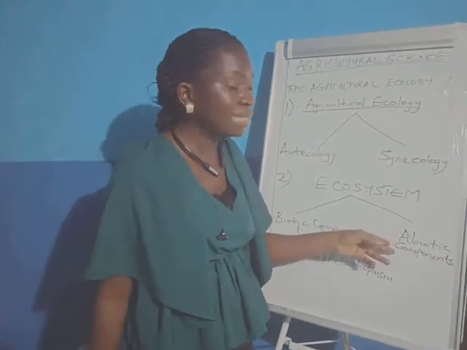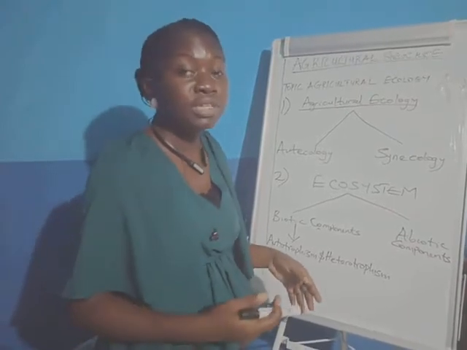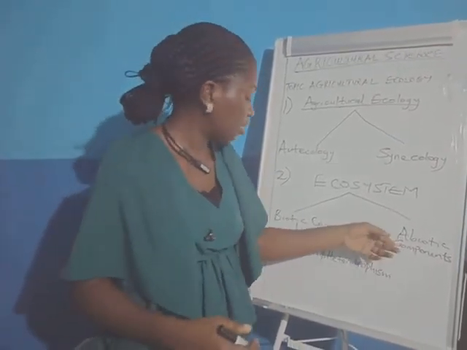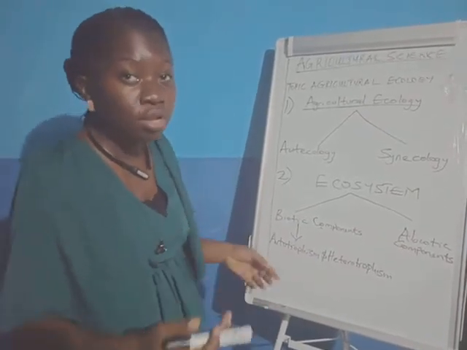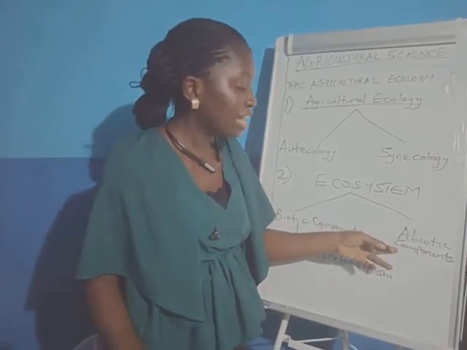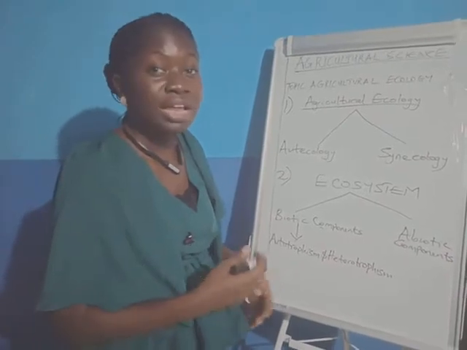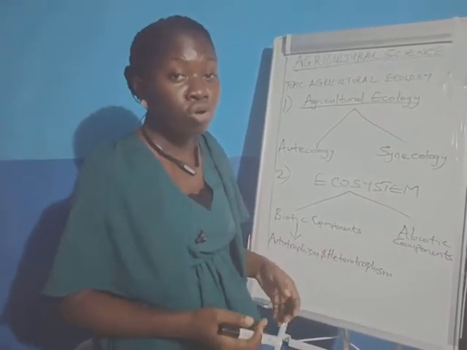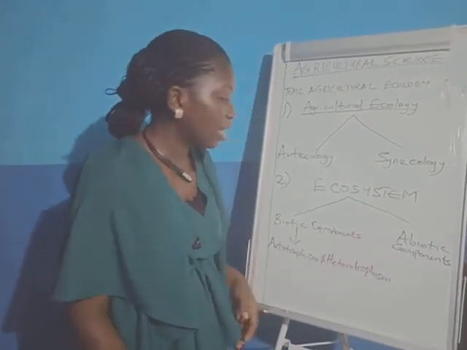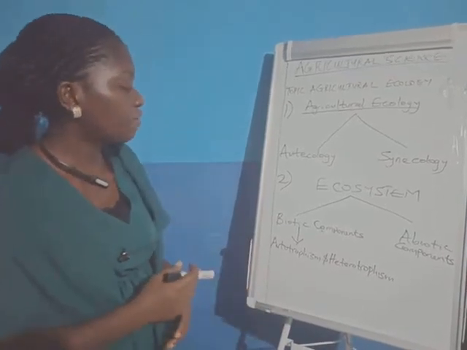Then the second part is the abiotic component. Abiotic component includes the climatic factors and the edaphic factors, and they are the non-living components. Under the climatic factors, we have temperature, wind, humidity, and sunlight. Then the edaphic factors include soil and topography.